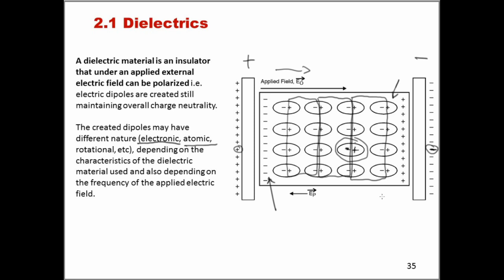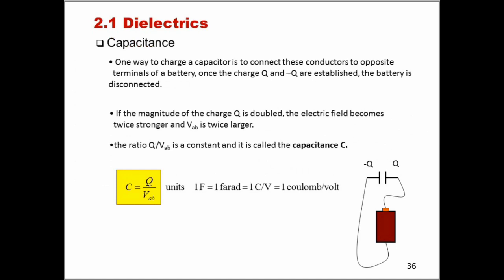But the final result is that because we have positive charges at this point and negative charges at this point, this means that there is an internal electric field due to polarization, EP, that goes in this direction. So this is the fundamental part of the polarization of dielectric materials that we need to keep in mind, and we will have a look at this in the next few slides.